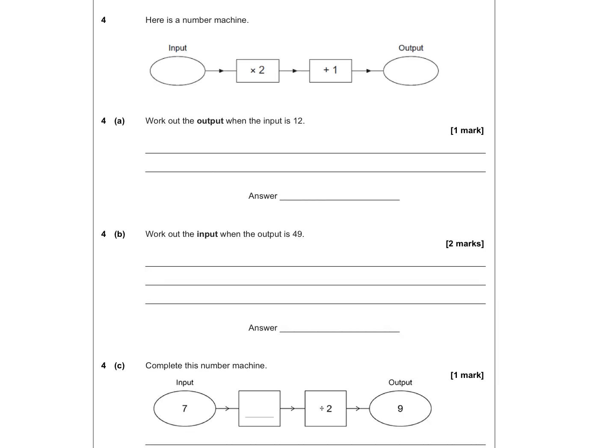All right, question 4, we have some number machines. Here is a number machine. You input something, you times by 2, you plus 1, and you get the output. Work out the output when the input is 12. So if we put in 12 here, what comes out at the end? 12 times by 2 is going to give us 24, and then 24 plus 1 more is going to give us 25.